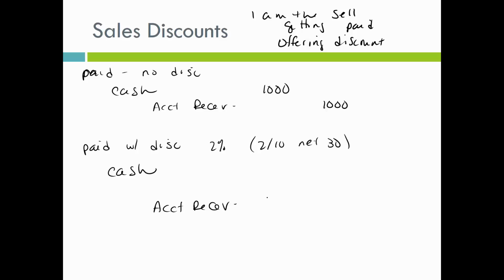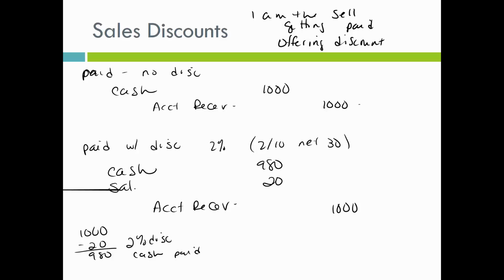Now, the accounts receivable, I need to credit for the full amount that's in here, which is $1,000, but I'm not going to get that much cash. If they owe me $1,000 and they're going to take a 2% discount, so 2% would be $20, that means the amount they're going to pay me is $980. So the cash I'll debit is $980, but I need to credit accounts receivable for the whole $1,000 because they don't owe me any money, so I can't leave a balance in there. The difference of $20 goes to an account called sales discounts.